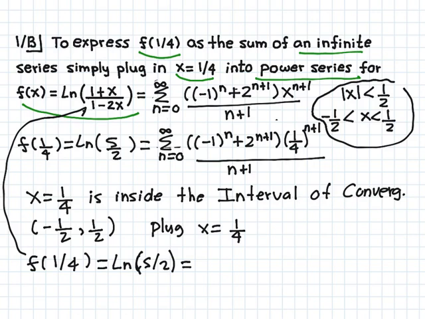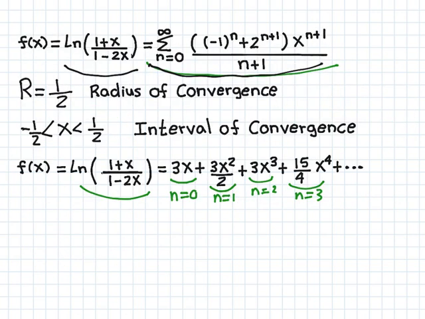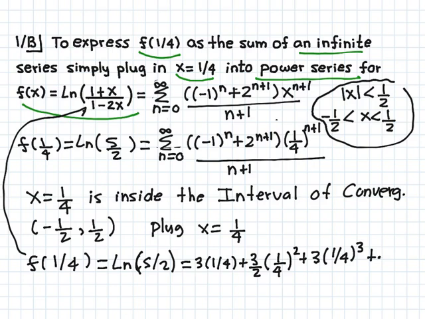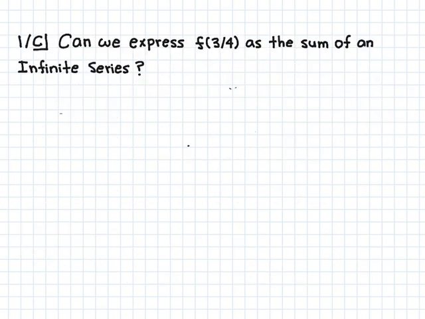This is equal to, now let's use the expanded version that we had earlier, plugging x equals 1/4 into every term. So we're going to get 3 times 1/4 plus 3/2 times 1/4 squared plus 3 times 1/4 cubed, and so on. All right, so this is an infinite series, and the sum of this infinite series is equal to log of 5 over 2. Now, let's look at part C.